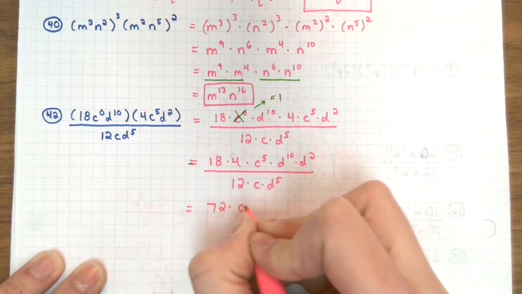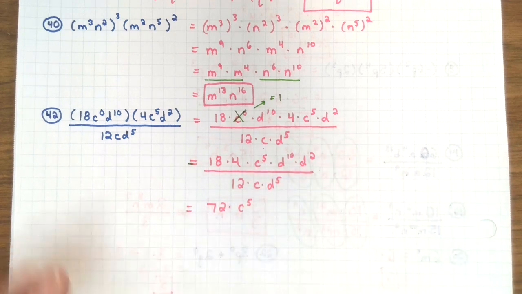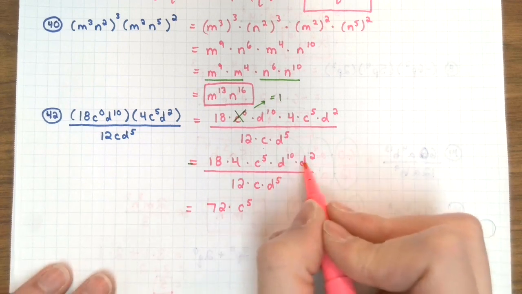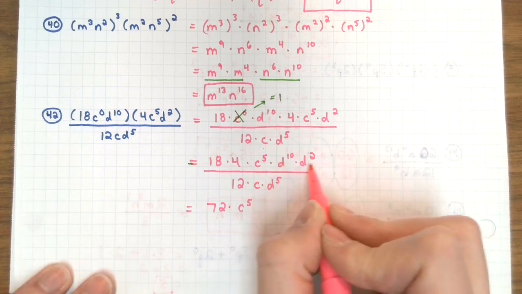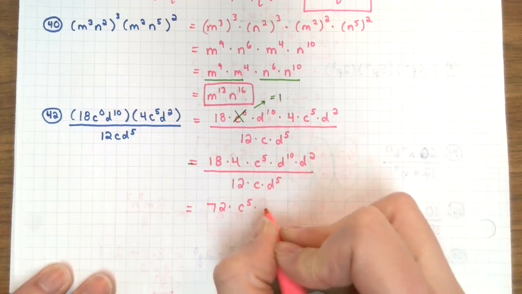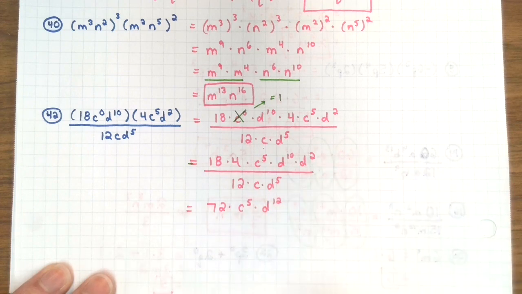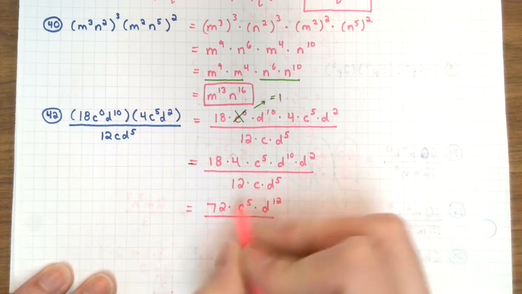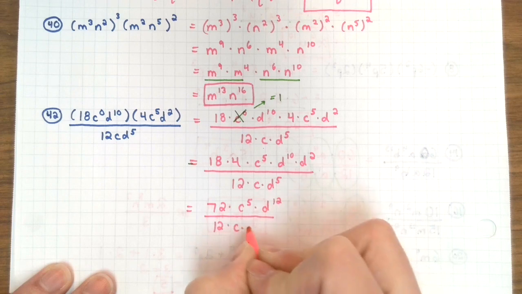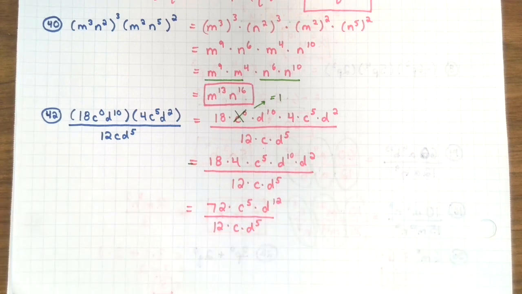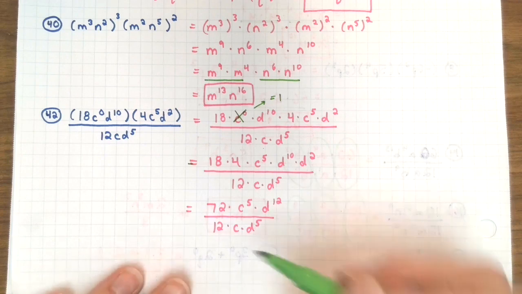C to the 5th has nothing to combine with at this point. D to the 10th times d squared, though, that's going to be incorporating that product rule. So this is going to turn into d to the 12th. And this, again, is all over 12 times c times d to the 5th. At this point, we're going to now use the quotient rule. And this will actually be the final step in this question.